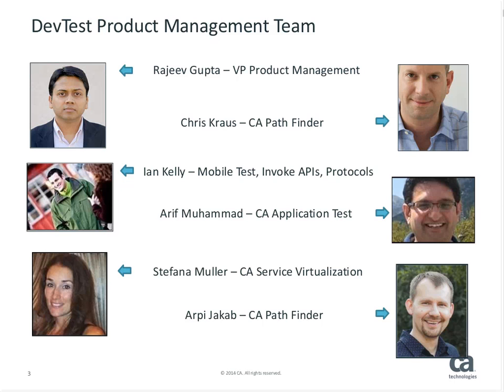And then on the right side of our screen, one of our new members of the team is Arif Mohammed. Arif is going to be handling CA Application Test from now on. So we used to call this LISA Test, in case you're wondering what that product name is. Arif is going to be handling the new product name, which is CA Application Test. It's the same product, we just changed the name. There you go, there I am on the left side of the screen on the bottom.